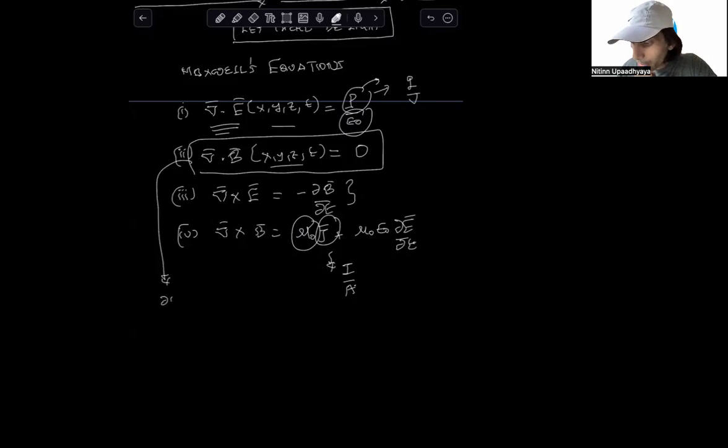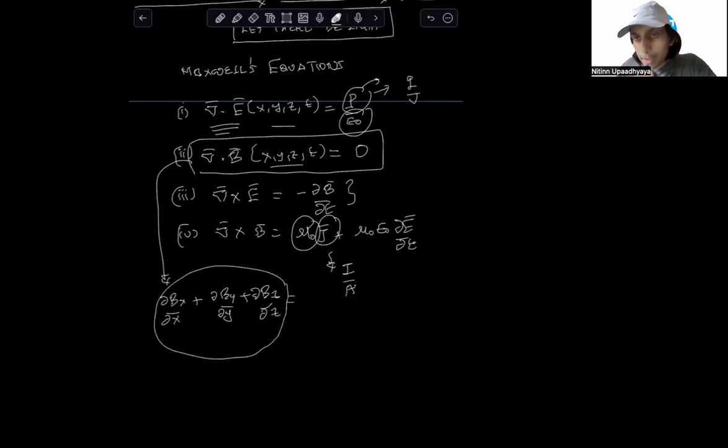expanded notation, we'll find that it's of the form ∂Bx/∂x plus ∂By/∂y, right? So the del operator is ∂/∂x i plus ∂/∂y j plus ∂/∂z k. Then you dot it with Bx i plus By j plus Bz k, and you pick up each of these components. And so ∂Bz/∂z. This del dot B, the divergence, it's saying that this is equal to 0.